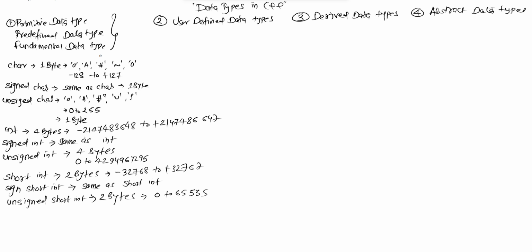Now after this we have the next primitive data type, which is used to store numbers only. We have long integer.